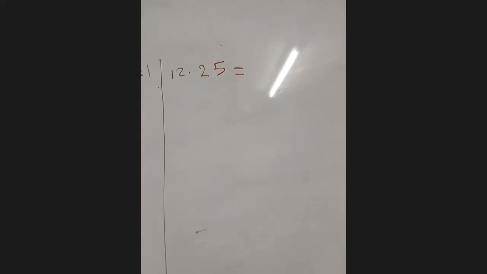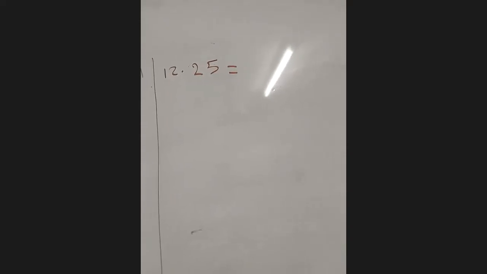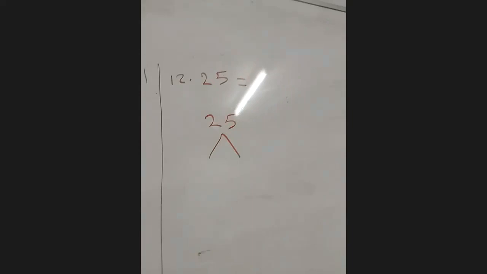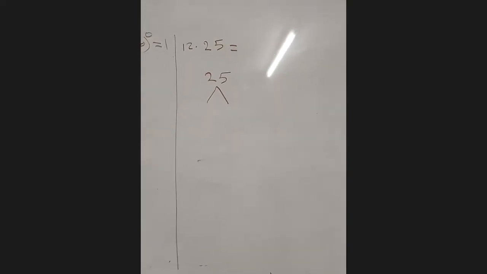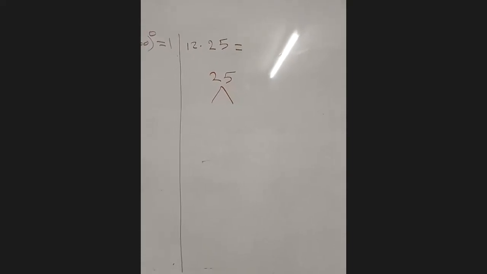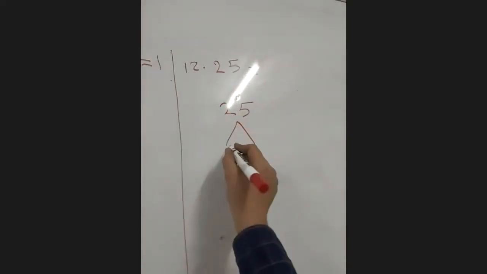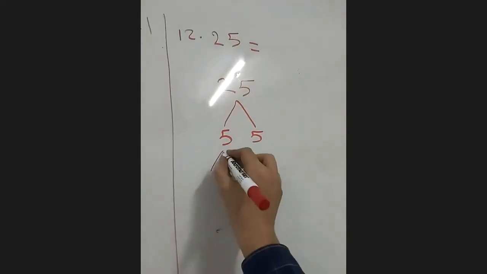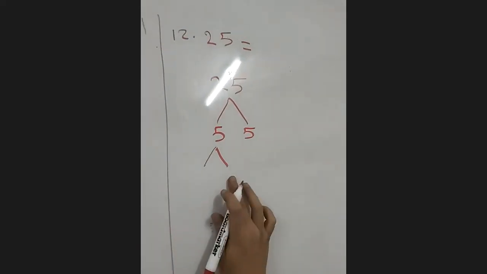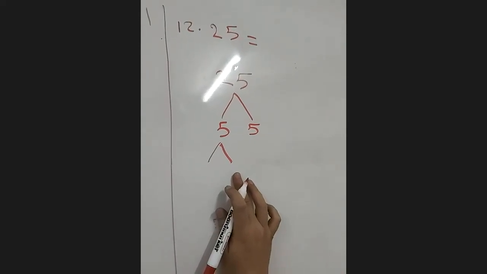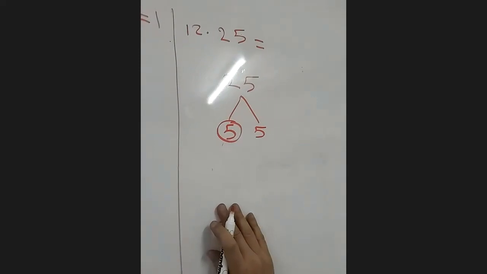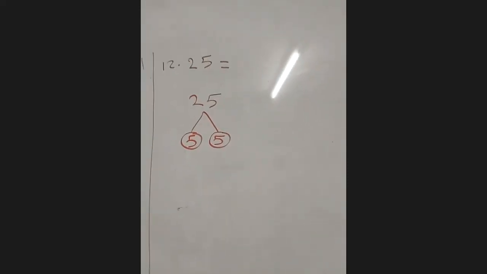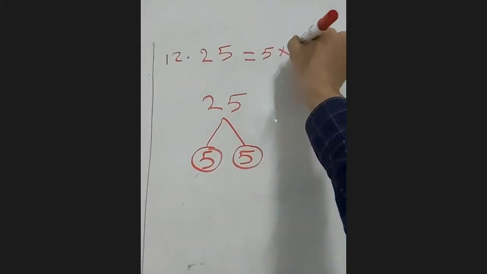Prime factorization, right? How do we make the prime factorization? 5 by 5. Can we do more? Give me 2 numbers that multiply to get 5. No, we cannot. So what do we put here? We will do a circle, and here a circle, right? So 25 equals 5 multiply 5.